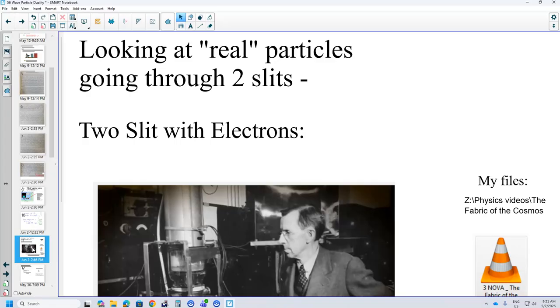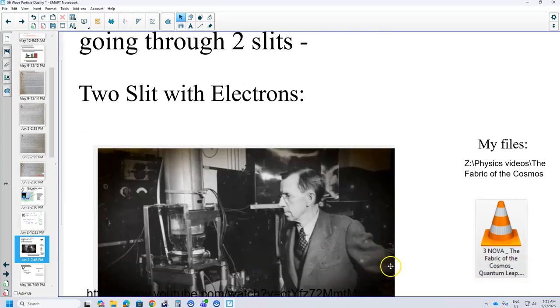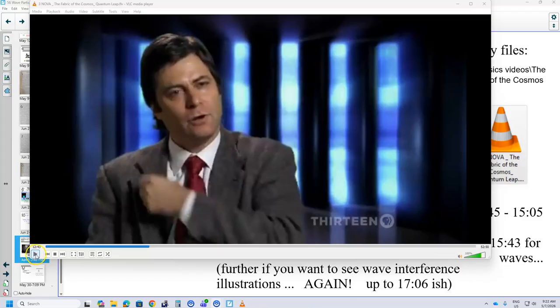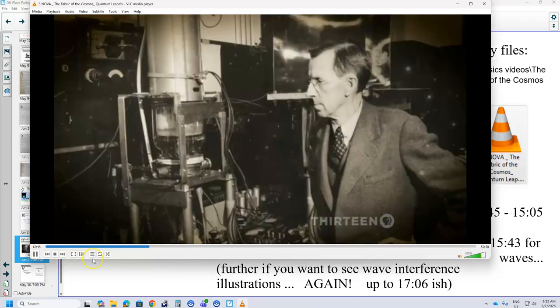So again, looking at so-called real particles through two slits, this little video section from 12:45 to 15:05. I better jot that down. I'll get this ready.